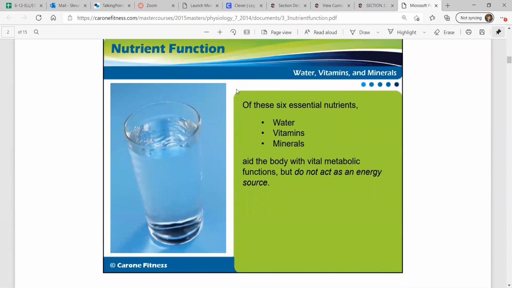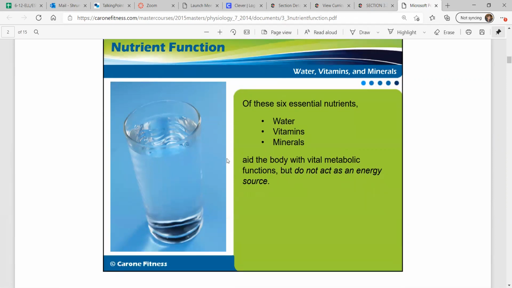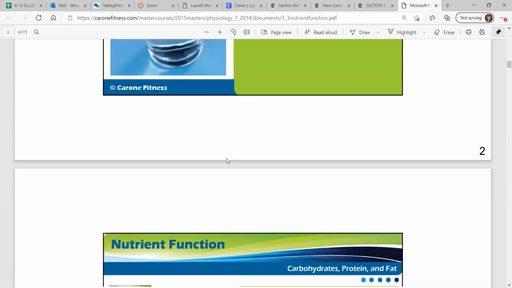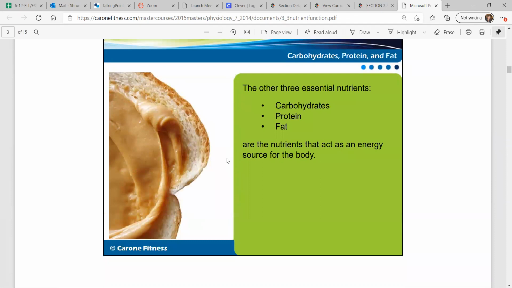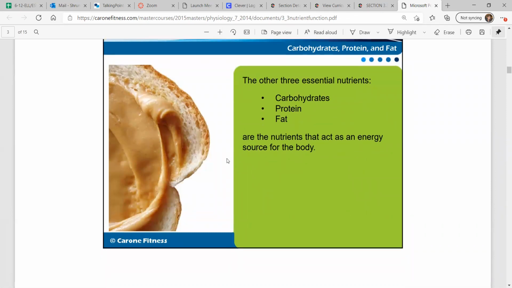Of these 6 essential nutrients, water, vitamins, and minerals aid the body with vital metabolic functions, but do not act as an energy source. You don't get energy from water necessarily, but water is very important for your body. Now, carbs, proteins, and fats are the energy sources for the body.